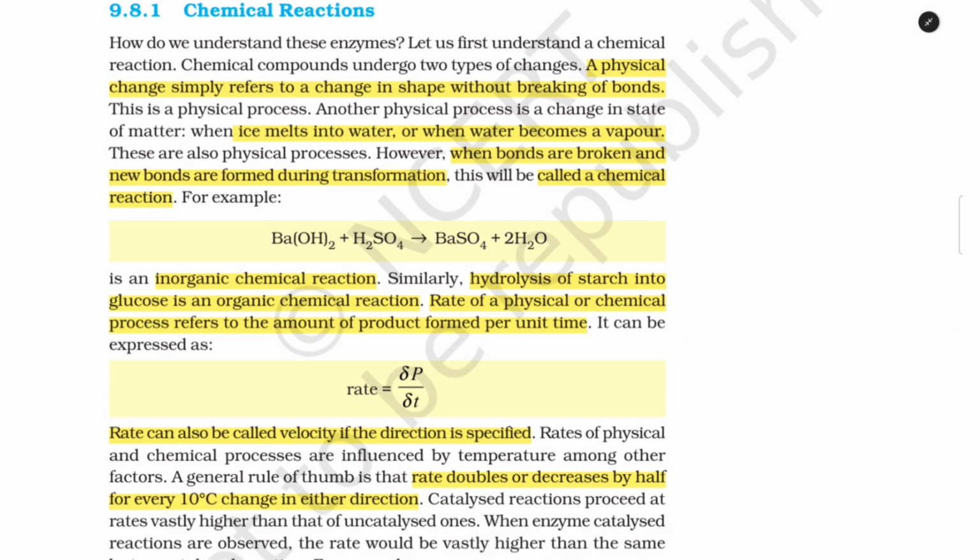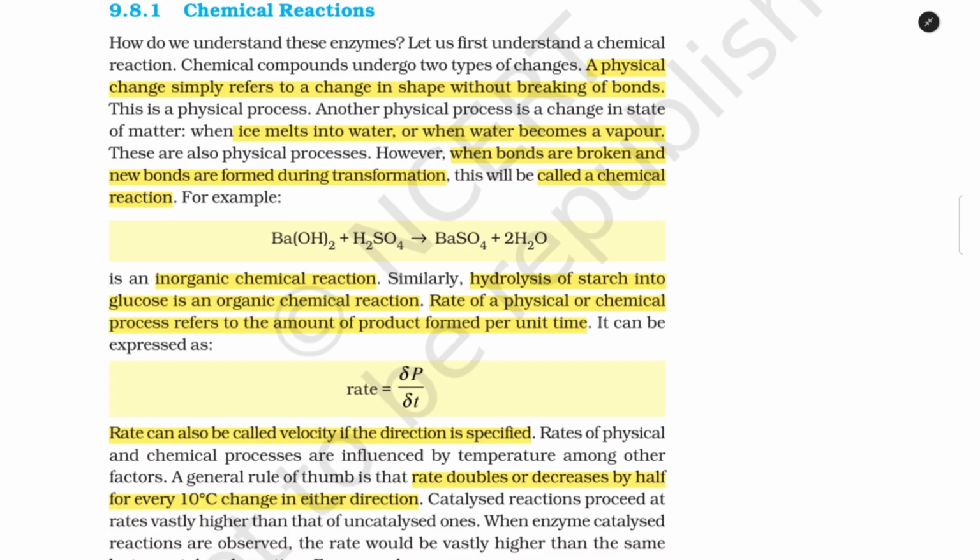9.8.1 Chemical reactions. How do we understand these enzymes? Let us first understand a chemical reaction. Chemical compounds undergo two types of changes. A physical change simply refers to a change in shape without breaking of bonds. This is a physical process.